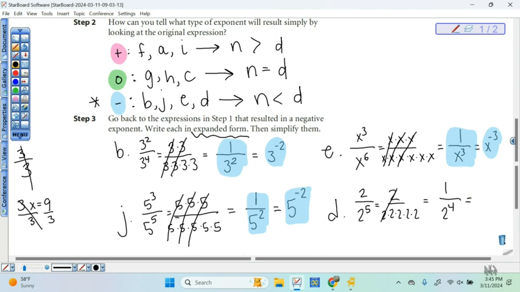And what did we come up with for part D in step 1? 2 to the negative 4th. So we just found out 2 to the negative 4th is the same thing as 1 over 2 to the 4th. Do you guys see a pattern?